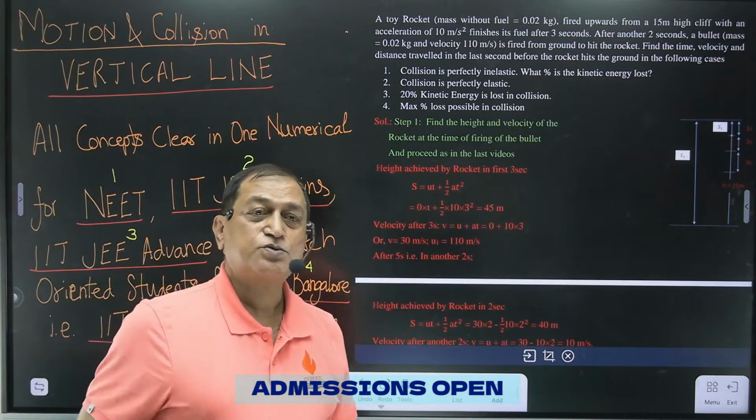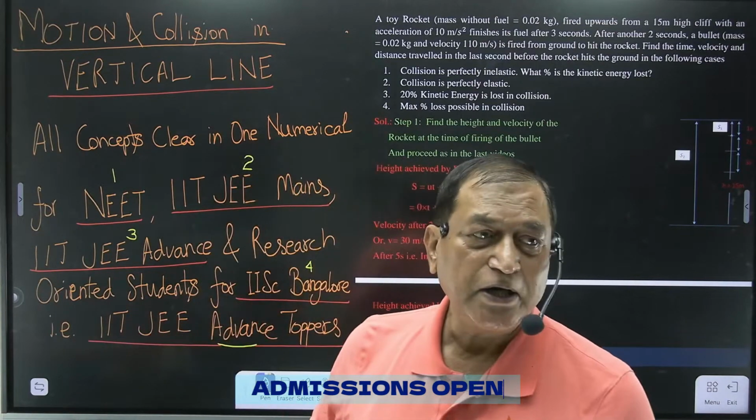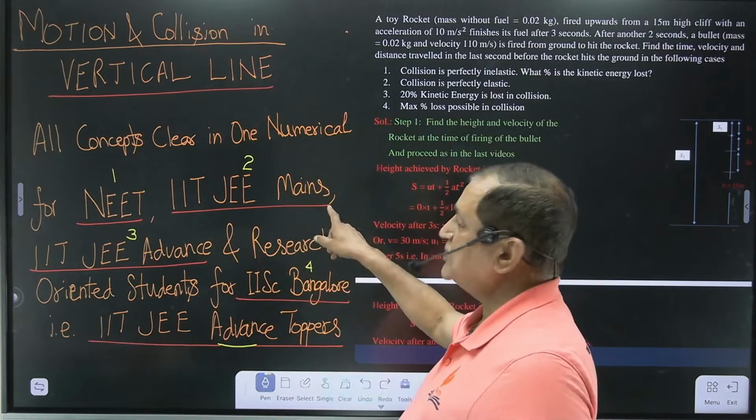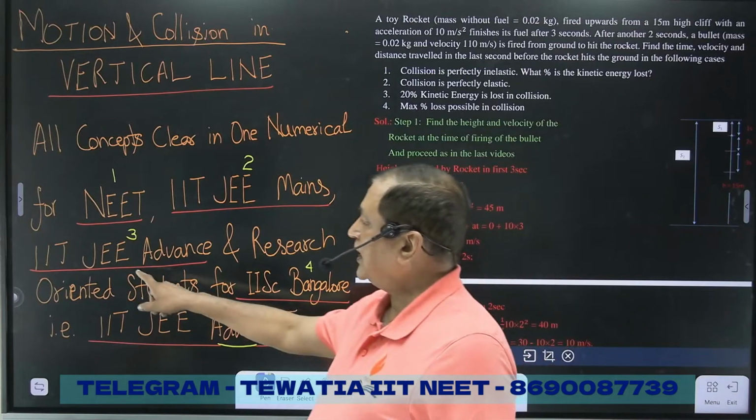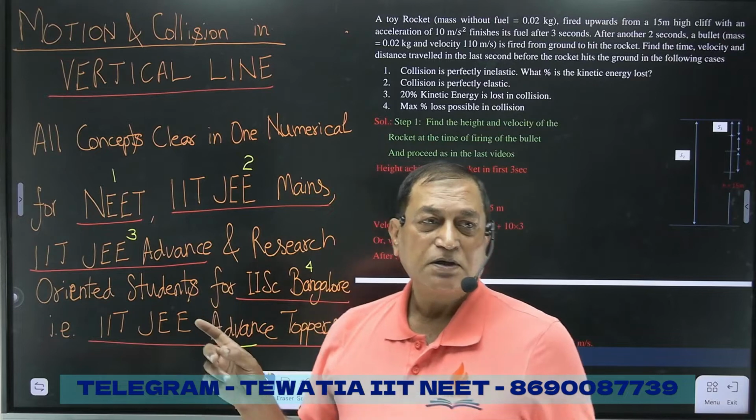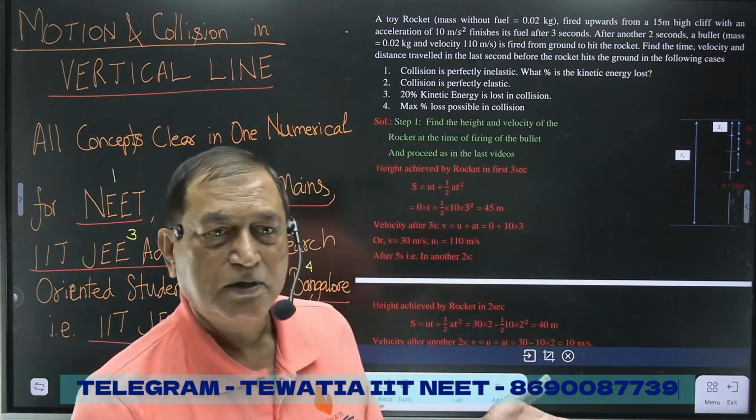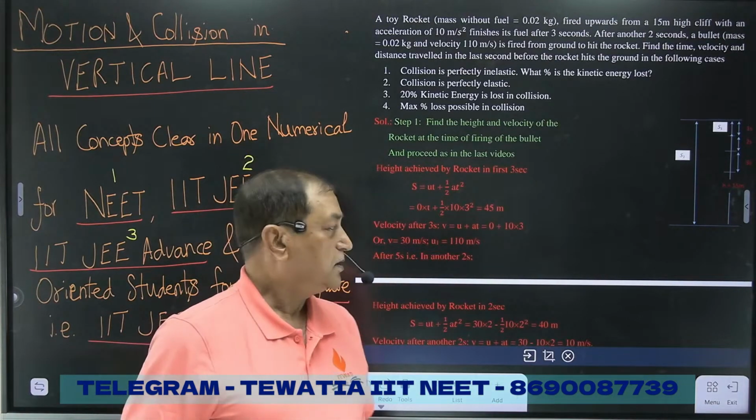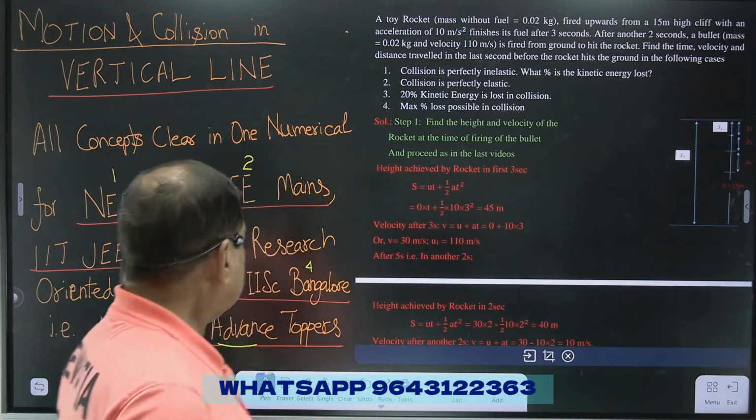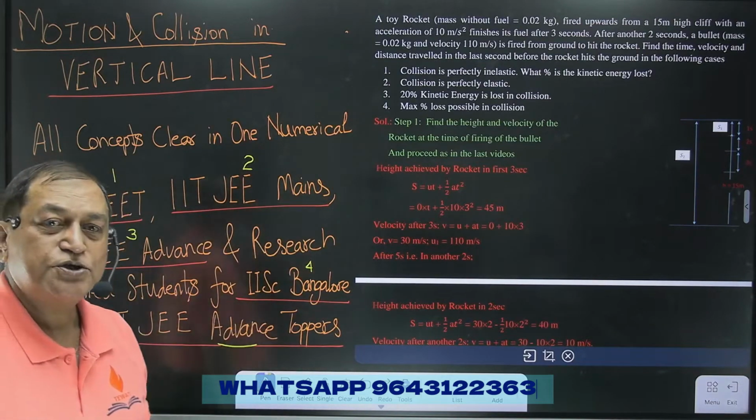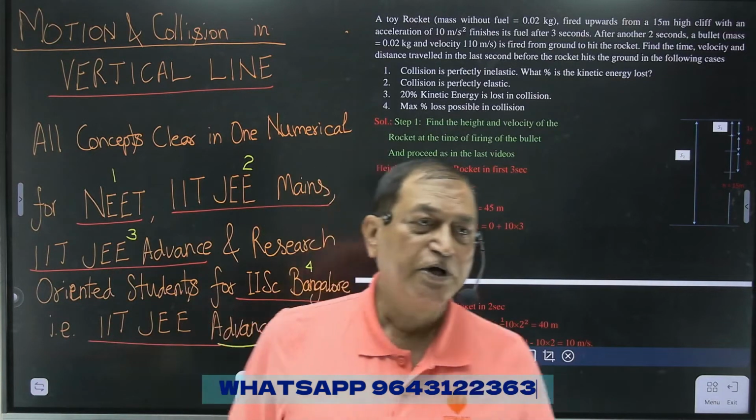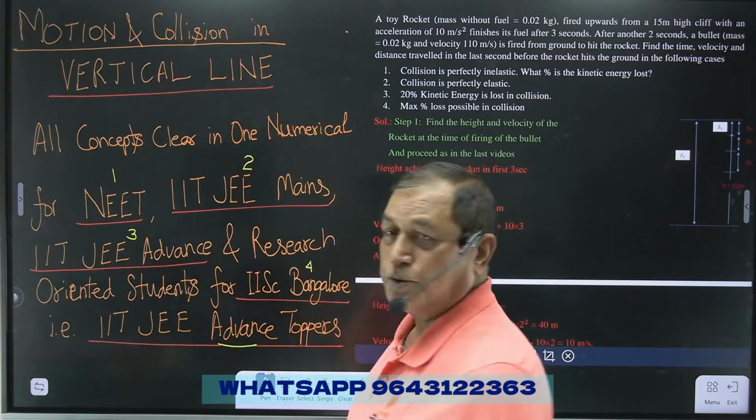and a student can attempt any numerical for NEET, for JEE Mains, for JEE Advanced, and even toppers of JEE Advanced. I think the first 100, 200 or 300 go to IISc Bangalore, where they get almost complete marks in PCM. That is the highest institute for research, and even for JEE toppers, IISc Bangalore. So let us start the numerical.